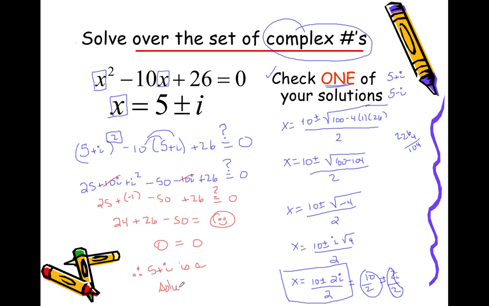It's not an x-intercept, but it is a solution. Why is it a solution? Because I plugged in for x, multiplied and squared and combined, and I did get equality. That's why it's a solution. Guess what would happen if you put in 5 minus i? Nuh-huh.